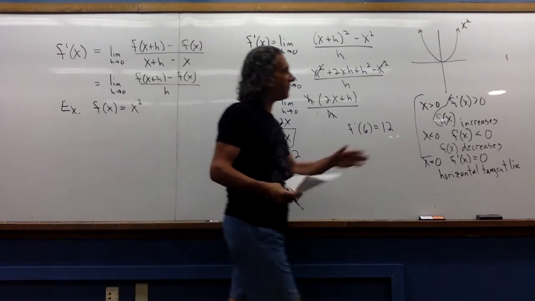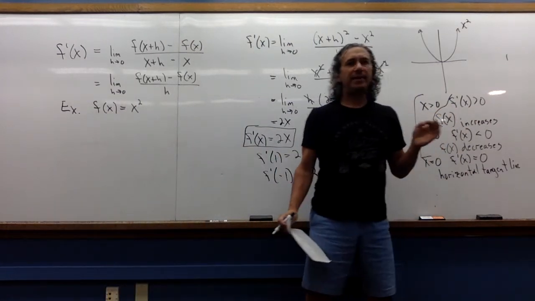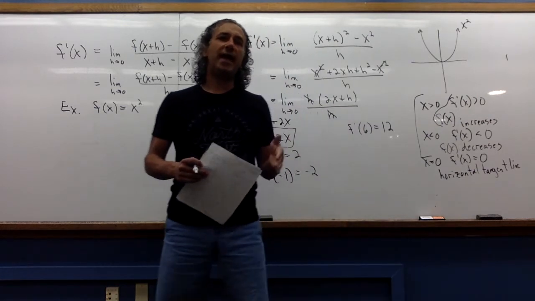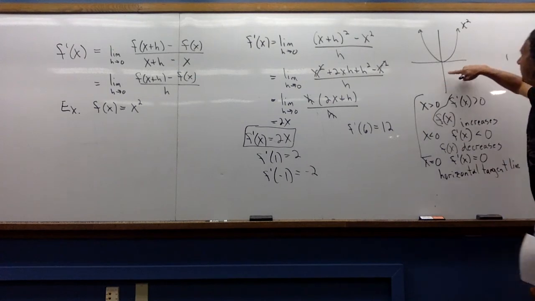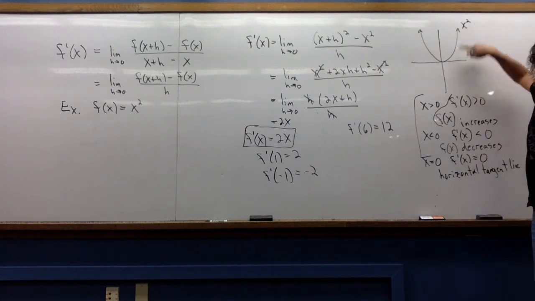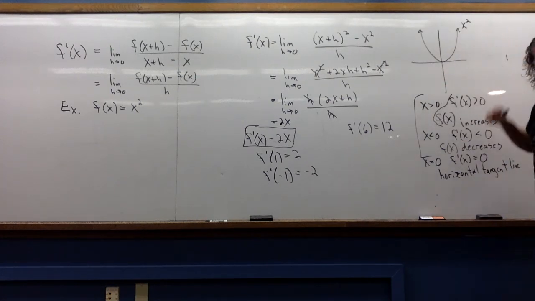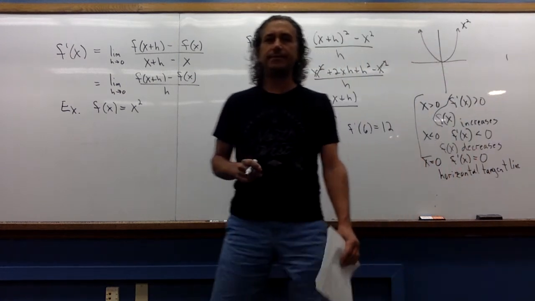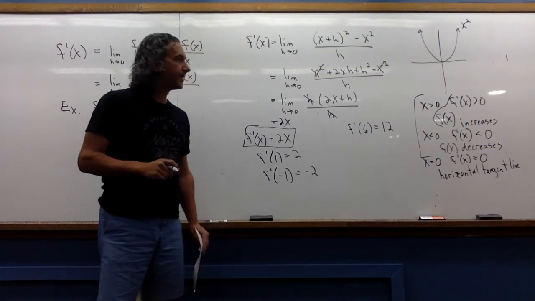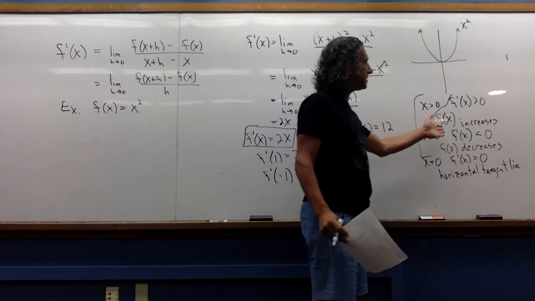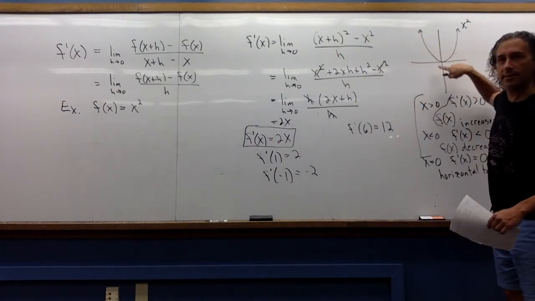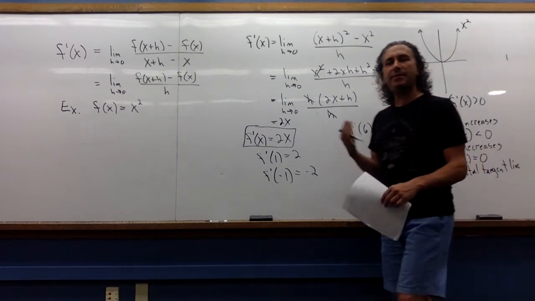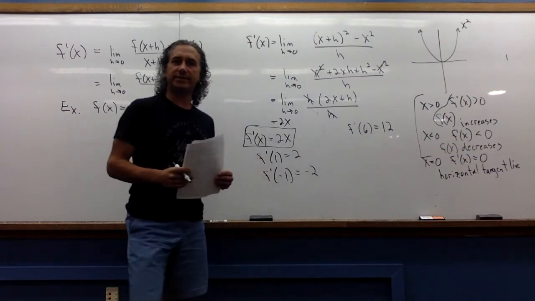Sure, because if f prime of x is bigger than 0, that means that the slopes of those tangent lines are positive. So our line is moving in this direction. In other words, our function is increasing. If the derivative is less than 0, the slopes are moving this way. But if the slopes are moving this way, then the original function must be decreasing.